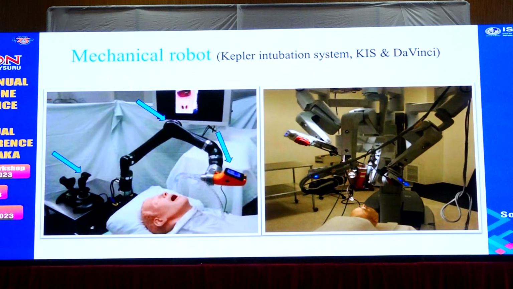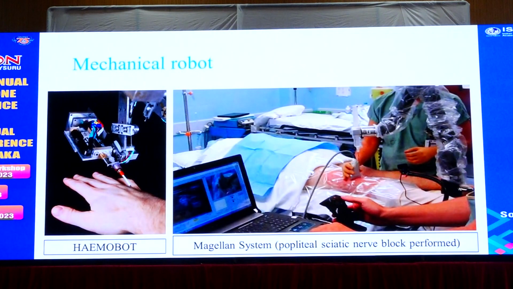Two years before, in 2010, the surgical Da Vinci system, which surgeons routinely use, was used in an attempt to do fiber optic intubation. Though it was not so popular, the Hemobot was a robot which was used for IV cannulation. The Magellan system is extensively used as an ultrasound guided robotic system, which can itself inject a drug and identify the structures. So these are the robots that are already used.